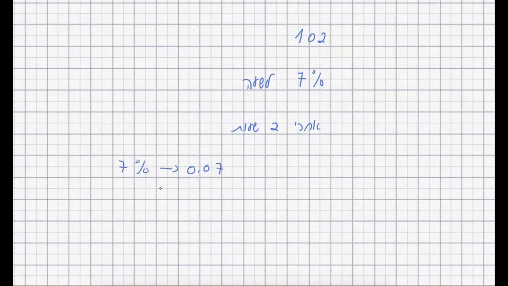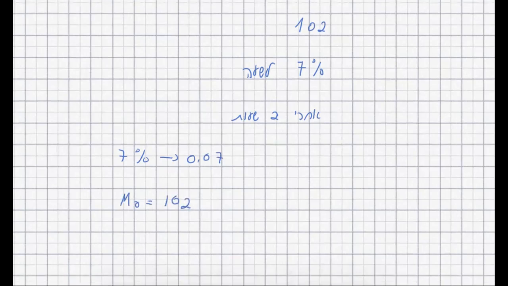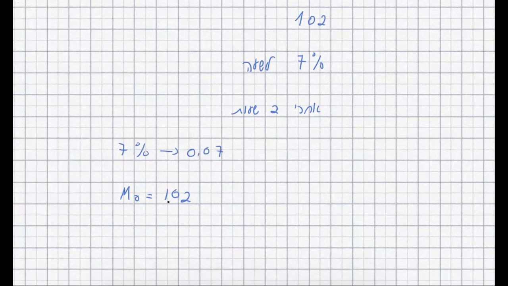So what is the equation? MT equals M0 times Q to the T, right? Now there are 102 people, so that's the M0. Yes. Is T 2? Like the 2 hours? Does T equal 2? Yeah, T equals 2. Perfect.